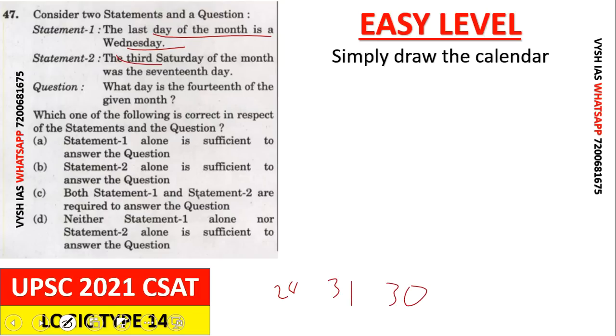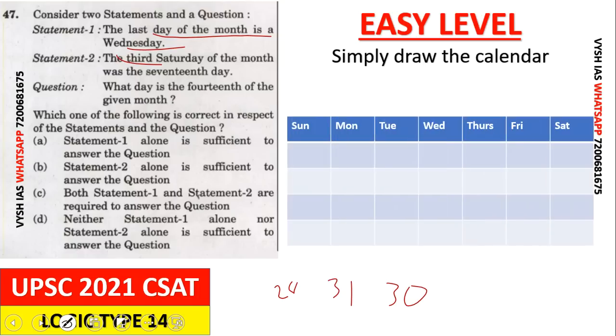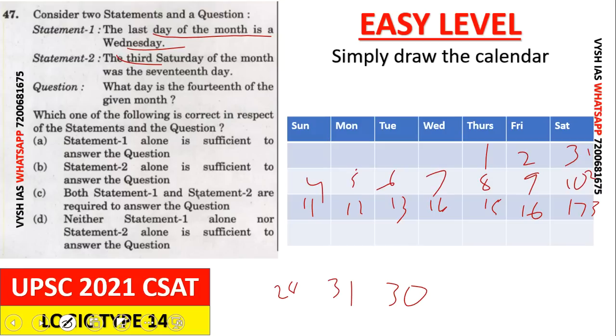The third Saturday of the month was the 17th day. Okay, so suppose this is the calendar. Third Saturday. This is the first Saturday, second Saturday, third Saturday. The third Saturday was 17. Then we can find the full calendar, right? This is 15, 14, 13, 12, 11. Then here 10, and here 3, 2, 1. 9, 8, 7, 6, 5, 4, then 18, 19, 20, 21, 22. With one date, you can find the actual calendar fully.